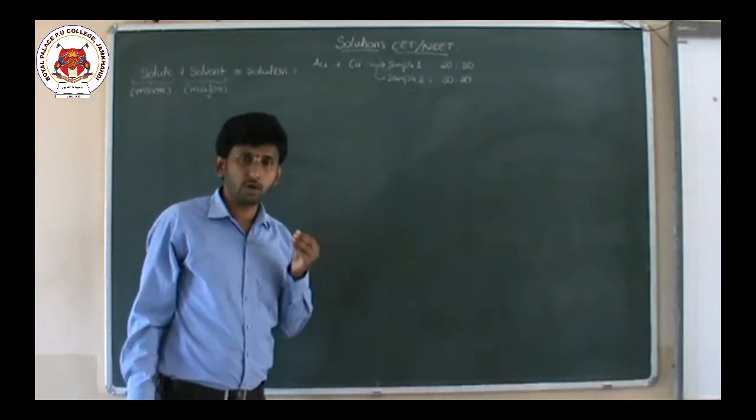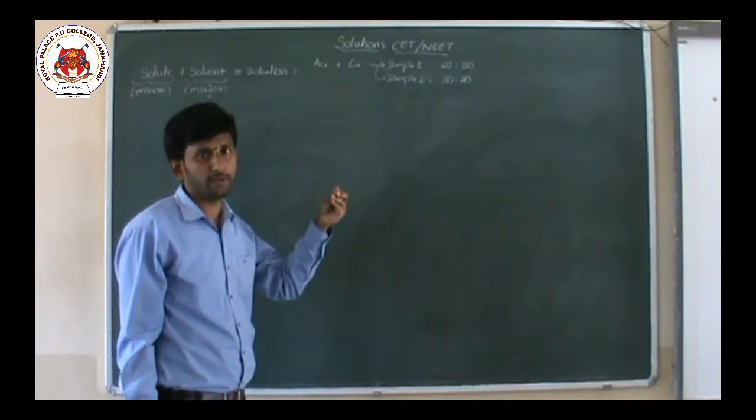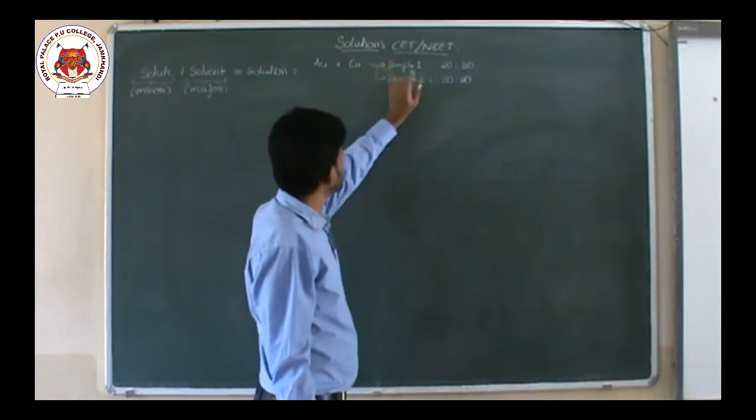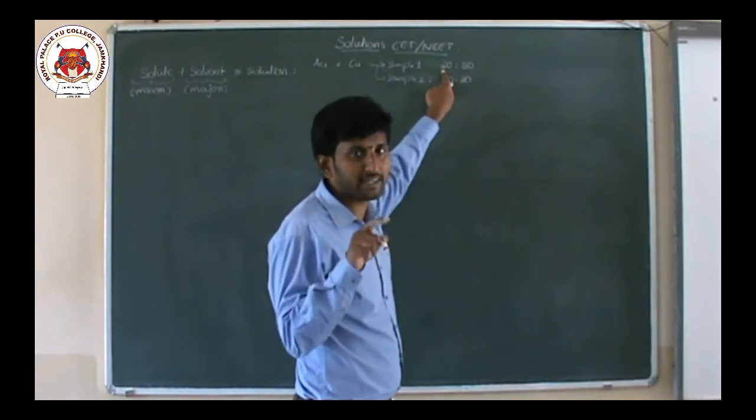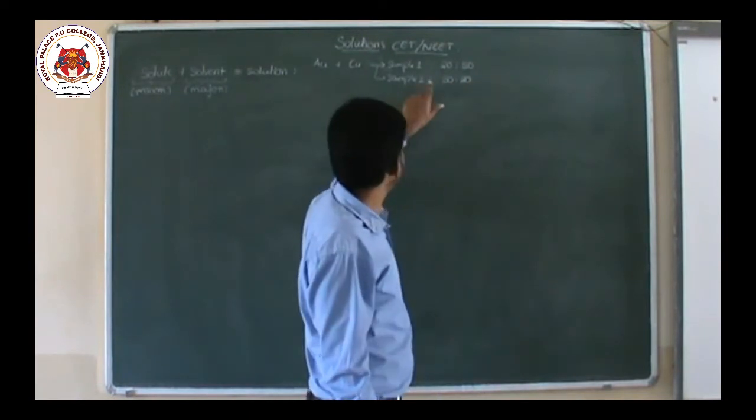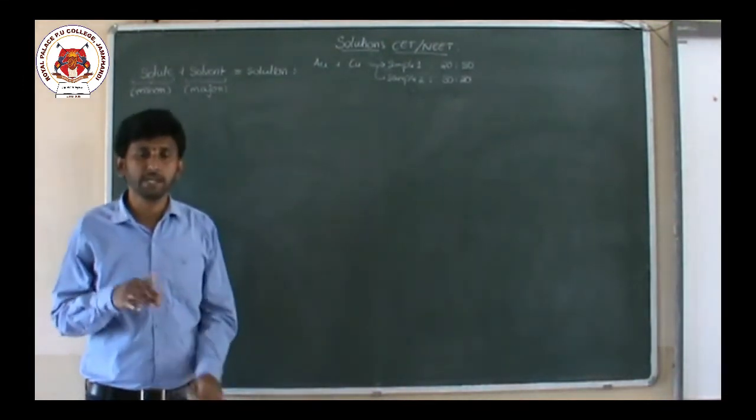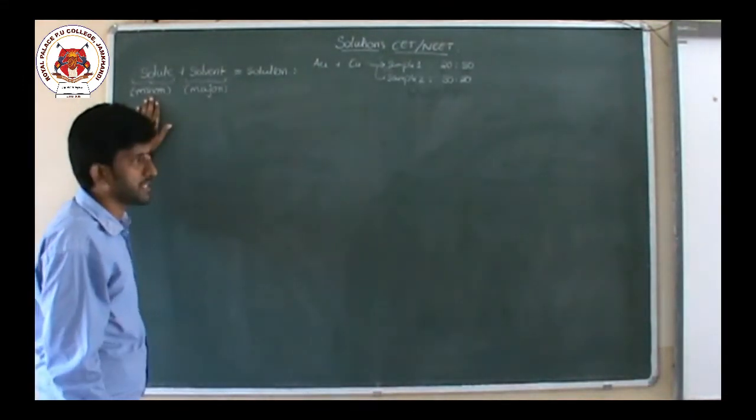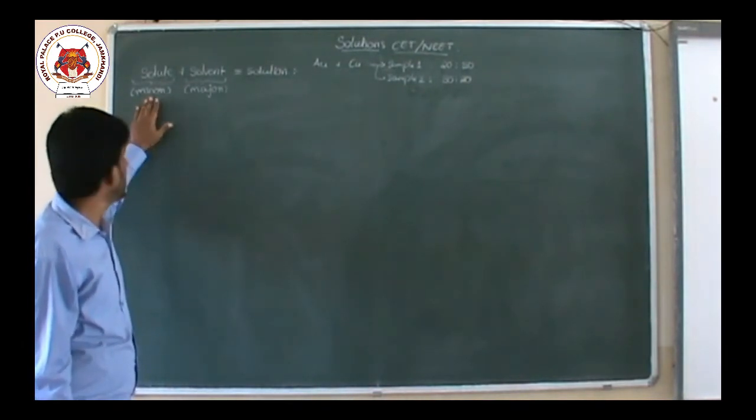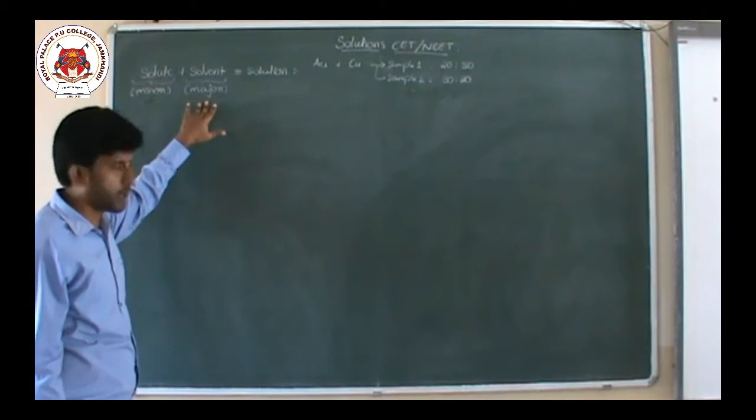Now in this solution, in sample 1 which is solute, and in sample 2 which is solute? In sample 1, gold is solute because it is present in less percentage, and copper is solvent. Similarly, in sample 2, gold is solvent and copper is solute. So like that you need to assume. Whatever component is present in minor quantity is solute, and whatever is present in major quantity is solvent.